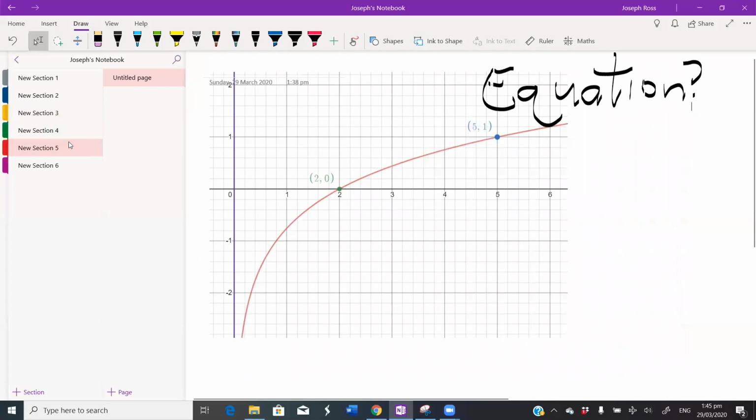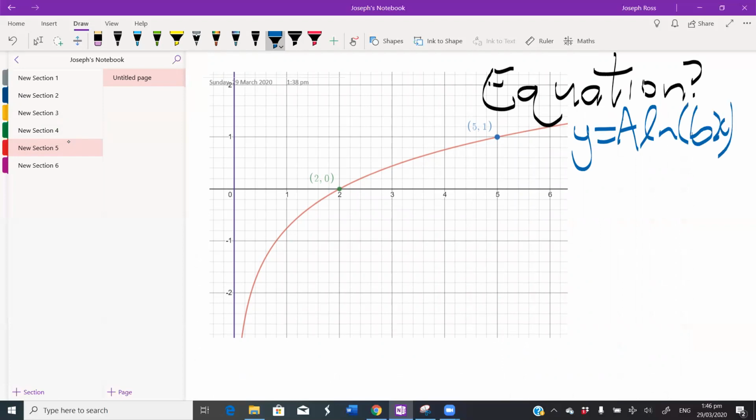So here's a typical question. We have a logarithm graph that goes through 2 points. Our general form here is y equals a ln of bx. Of the 2 points you're given, one is the x-intercept and one is another point. So we will use the x-intercept, which is the point (2, 0). If we substitute in (2, 0), we get 0 equals a ln of b times 2. We've substituted in that point (2, 0).